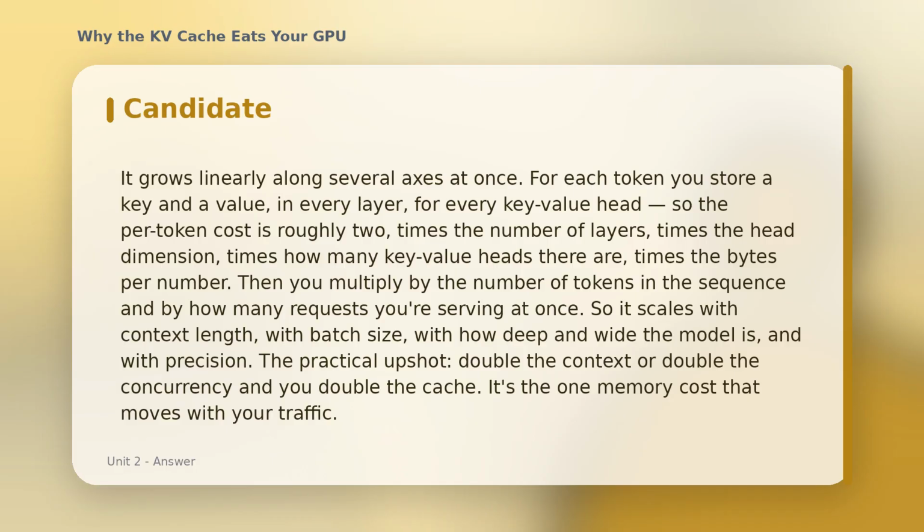It grows linearly along several axes at once. For each token, you store a key and a value in every layer for every key value head. So the per token cost is roughly 2 times the number of layers, times the head dimension, times how many key value heads there are, times the bytes per number. Then you multiply by the number of tokens in the sequence, and by how many requests you're serving at once. So it scales with context length, with batch size, with how deep and wide the model is, and with precision. The practical upshot? Double the context, or double the concurrency, and you double the cache. It's the one memory cost that moves with your traffic.